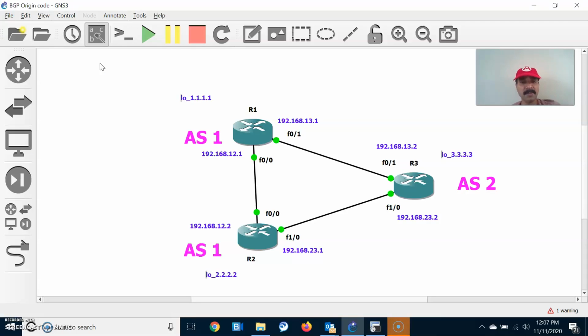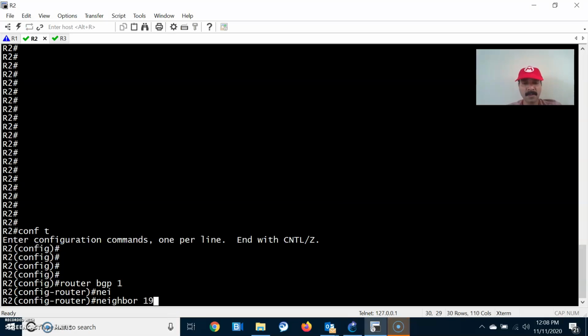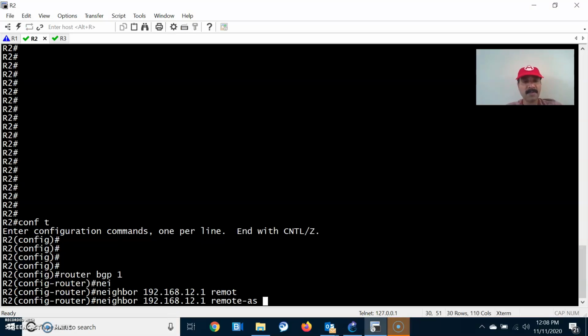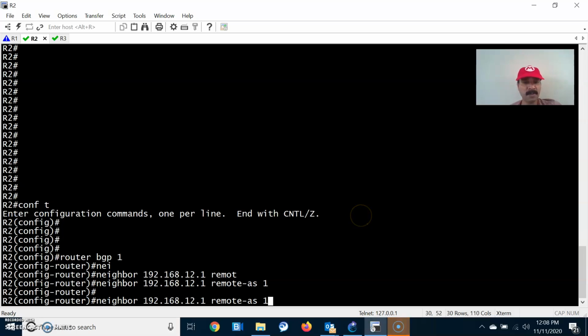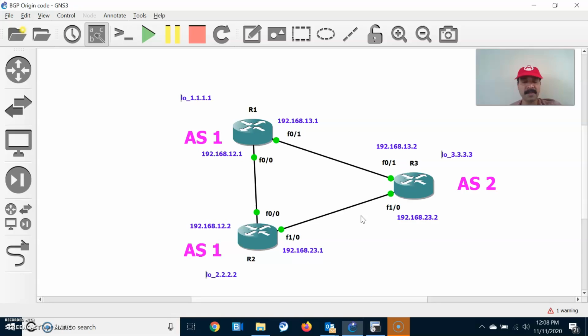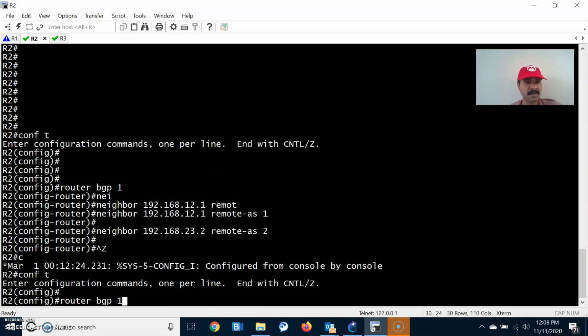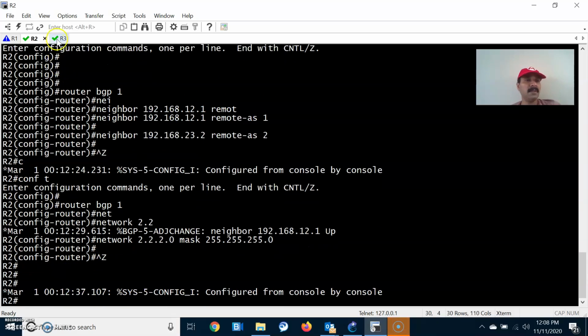R2 has two neighbors, an IBGP and an EBGP neighbor. So router BGP 1 and the neighbor is 192.168.12.1 with remote autonomous system number 1. Similarly it has an EBGP neighbor 23.2, and the remote autonomous system is 2, since it is an EBGP neighbor. Let us configure it and also advertise the prefix. The prefix is network 2.2.2.0 and the mask is 255.255.255.0. Now let us go to R3 and quickly configure.